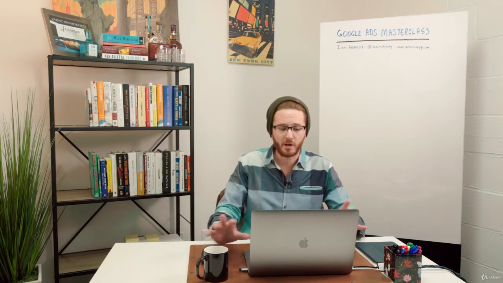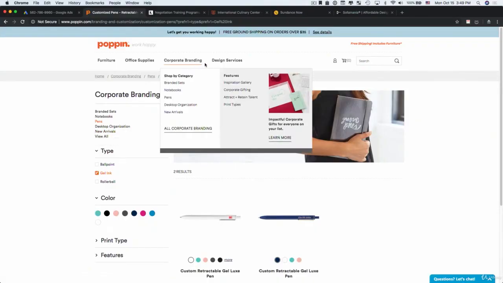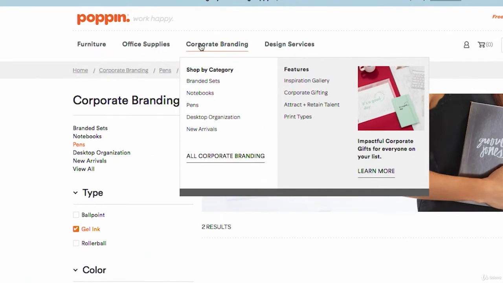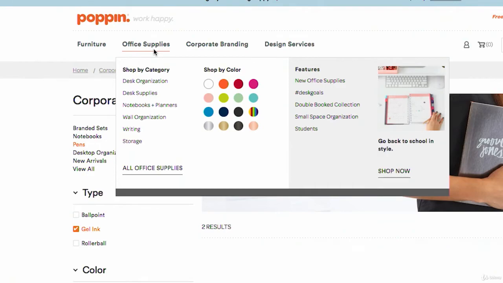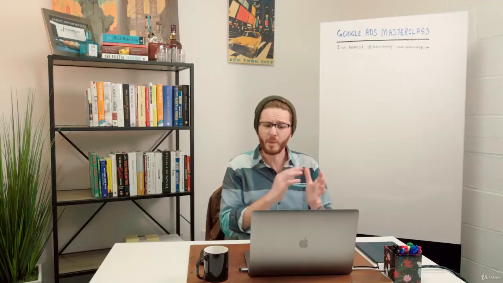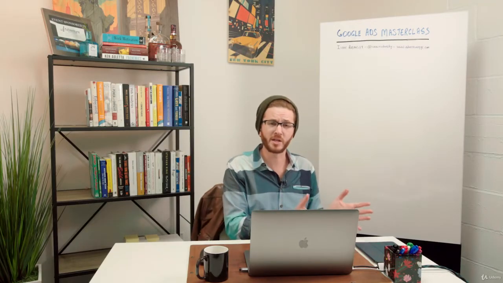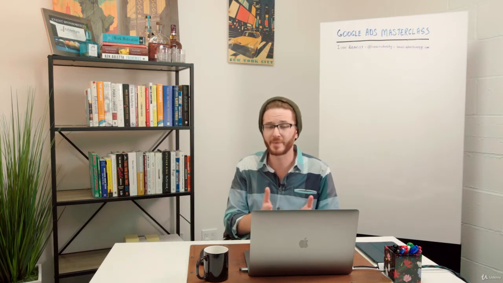So I went on a tangent there for a little bit, but what I'm saying is that for the campaign structure here, it would be appropriate to have, let's say, corporate branding at the top as a campaign, and then just pens as an ad group, and users could then find whether they want gel ink, ballpoint, or rollerball pens themselves. That's exactly how I would structure it. So you see over here, and we don't need to go through every single example, but using the way your information is structured and the architecture of your website as a way to inform your campaigns, it's a really, really good idea.